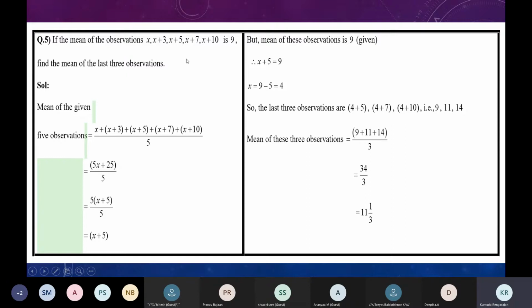The question is not to find all the observations. We only have to find the mean of the last 3 observations. So find only the last 3 observations. There's no harm in finding all the observations, but we'll just answer the question.